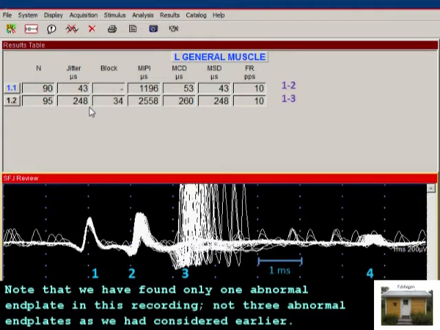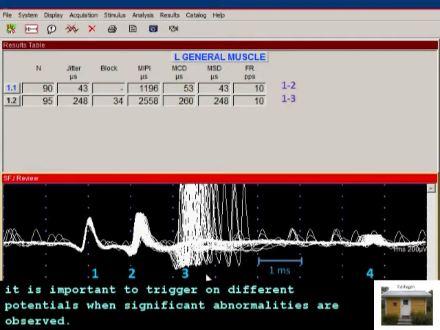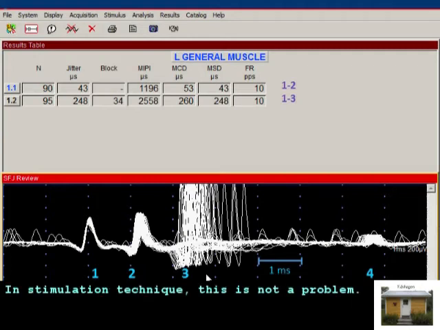Note that we have found only 1 abnormal end plate in this recording, not 3 abnormal end plates as we had considered earlier. Therefore, in multispike recordings of the volitional method, it is important to trigger on different potentials when significant abnormalities are observed. In stimulation technique, this is not a problem.